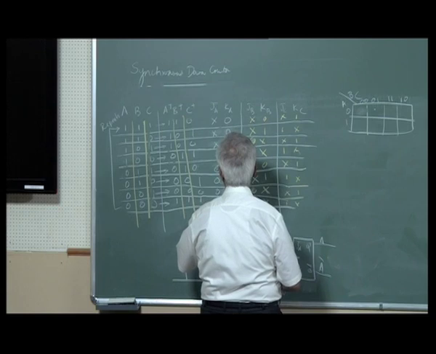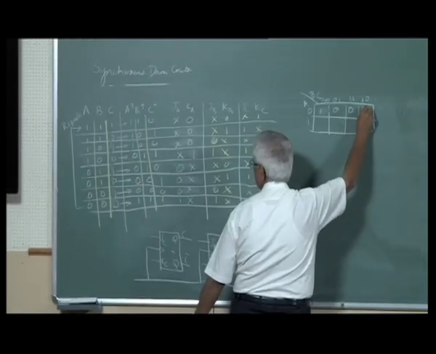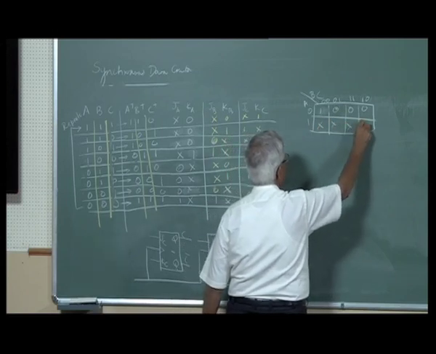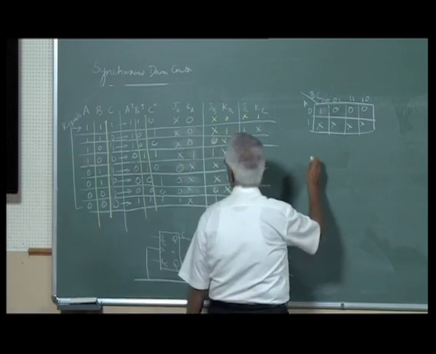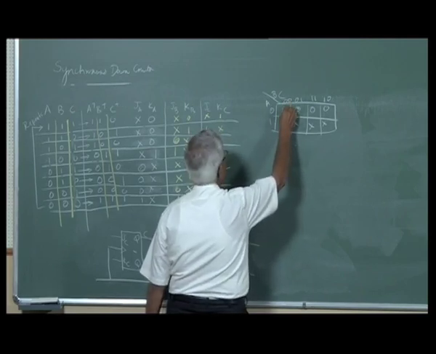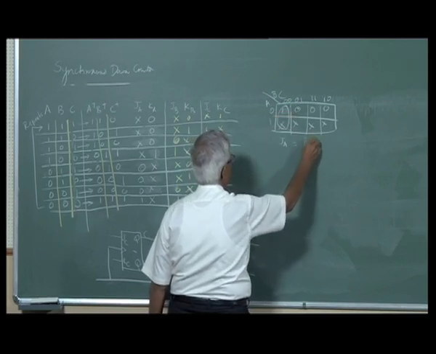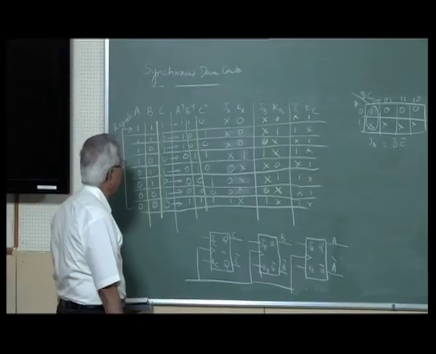1, JA is 1, 0 0, don't care, don't care, don't care, don't care. This is JA. JA is 1. This is B bar C bar. KA.